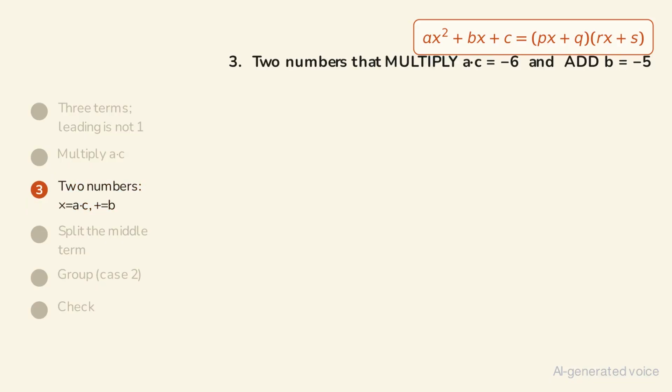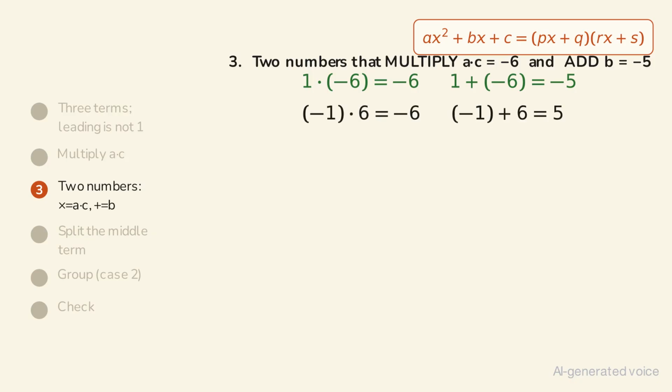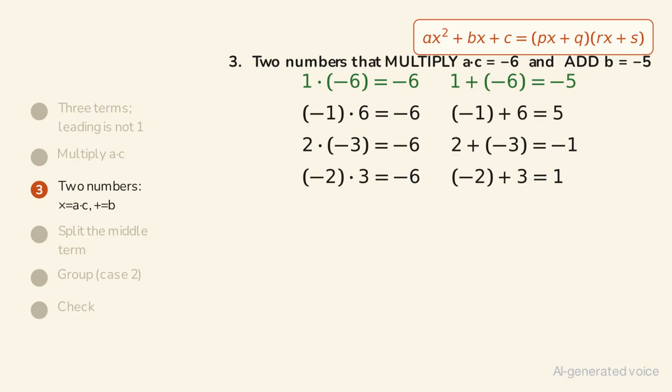Step 3, and it's the heart of the method. We look for 2 numbers that, multiplied, give a times c, that is minus 6, and that, added, give b, that is minus 5. Let's try the pairs that multiply to minus 6. 1 and minus 6 multiply to minus 6, and added they give minus 5. That's minus 1 and 6 add to 5. 2 and minus 3 add to minus 1. Minus 2 and 3 add to 1. Our 2 numbers are minus 6 and plus 1.